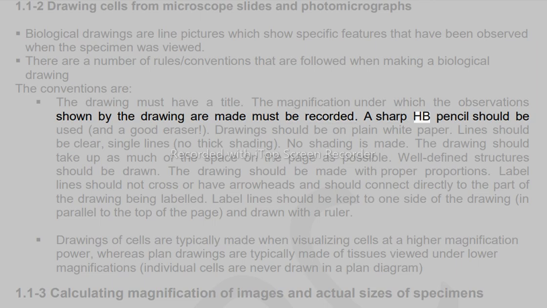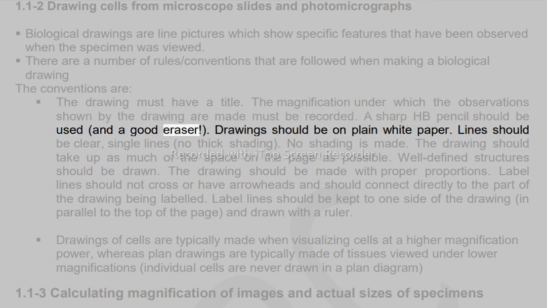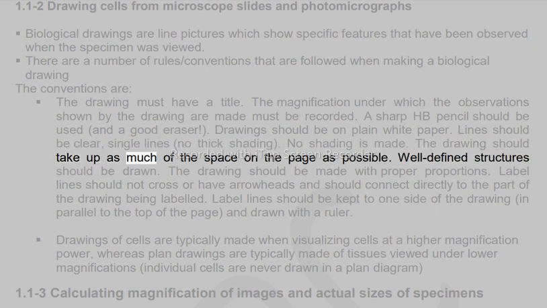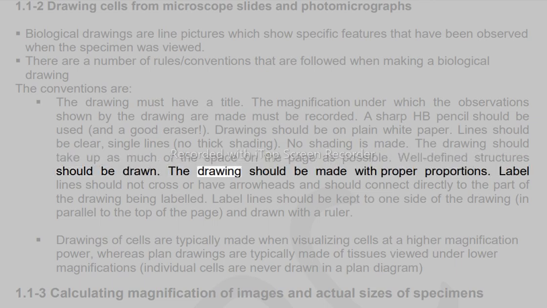A sharp HB pencil should be used, and a good eraser. Drawings should be on plain white paper. Lines should be clear, single lines, no thick shading. No shading is made. The drawing should take up as much of the space on the page as possible. Well-defined structures should be drawn. The drawing should be made with proper proportions.